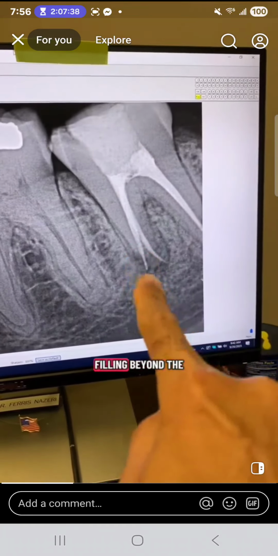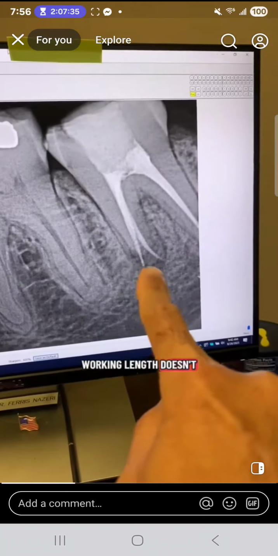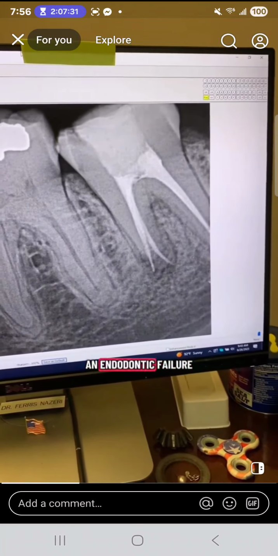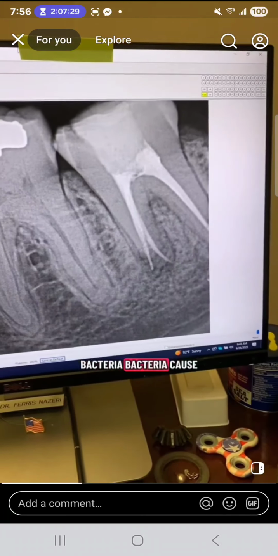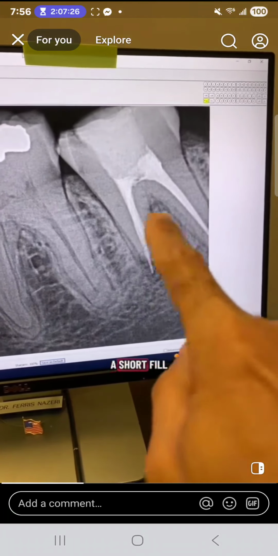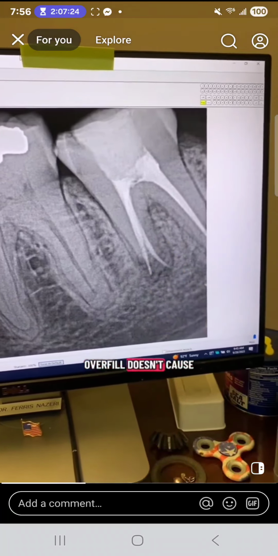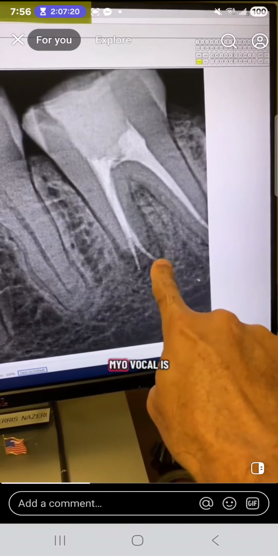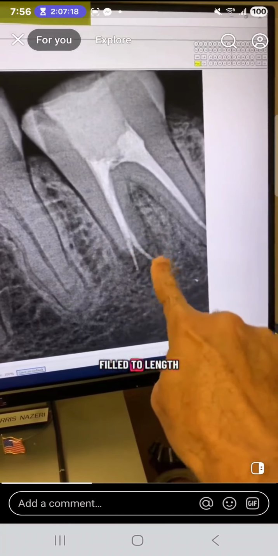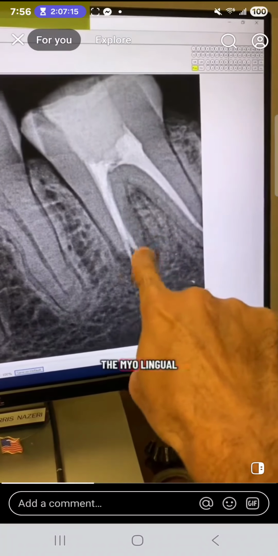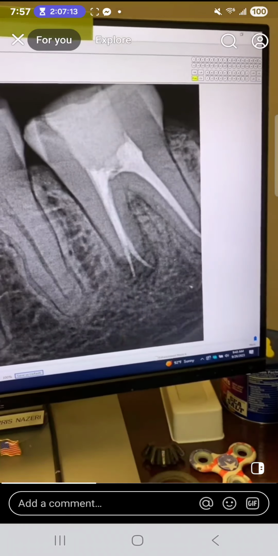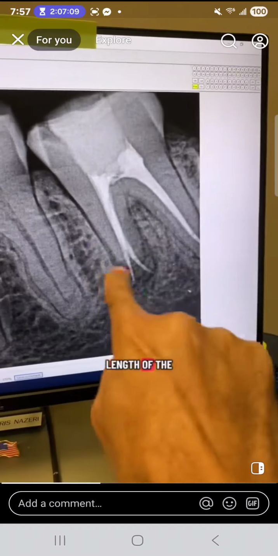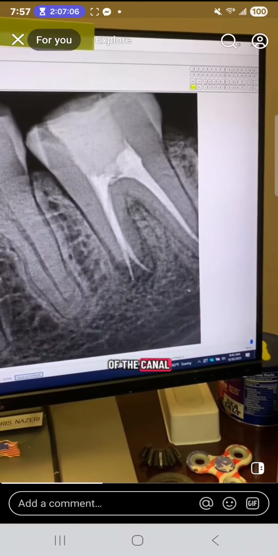So overfilling, filling beyond the working length doesn't cause an endodontic failure. What does cause an endodontic failure? Bacteria. Bacteria cause endodontic failure. A short fill, a flush fill, overfill doesn't cause endodontic failure. Again, you can see that the mesiobuccal is filled to length. The mesiolingual is obturated beyond the working length of the canal.